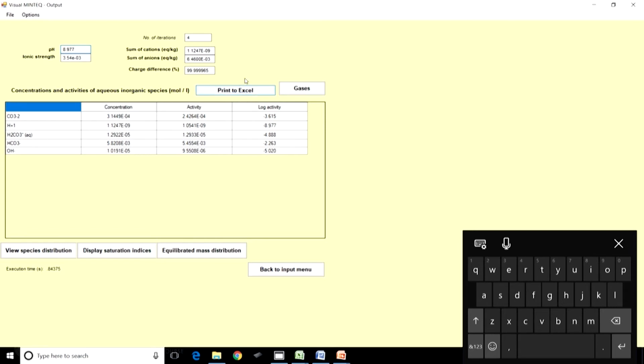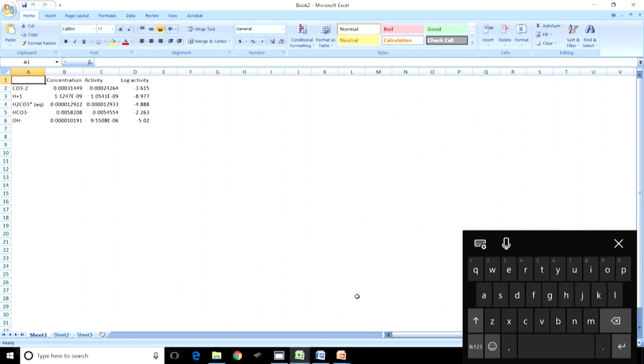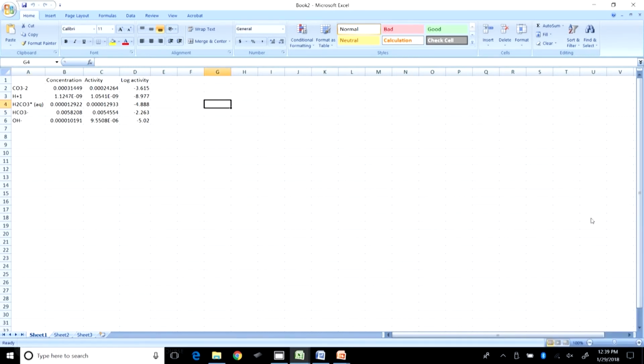Let us go to print to Excel. Let us try to calculate CO3 total first. So that is going to be equal to H2CO3 plus HCO3 minus plus CO3 2 minus, and enter. So we have something like 6.1 into 10 power minus 3.